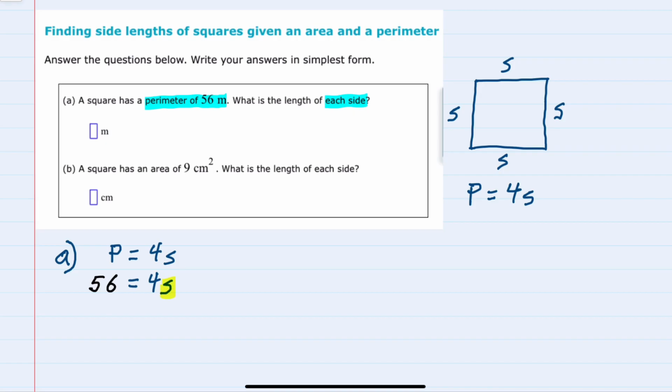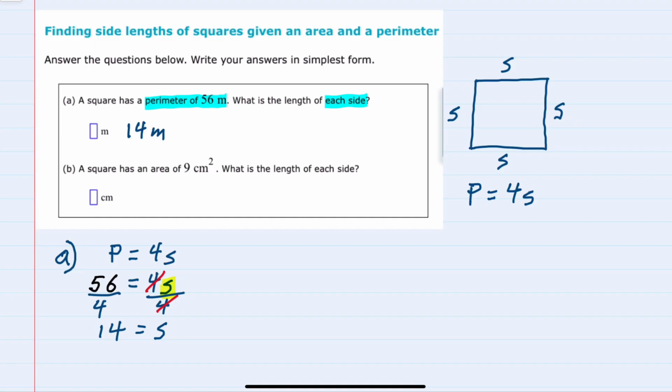To get this s by itself, to solve for the side length, we need to undo multiplying by 4. So we will divide by 4. And dividing by 4 on the right means we must also divide by 4 on the left. This will allow me to cancel those 4s on the right-hand side to get s by itself. And then the left-hand side, we have 56 divided by 4, which works out to be exactly 14. It divides evenly. So each side of that square in question A would be 14 meters.